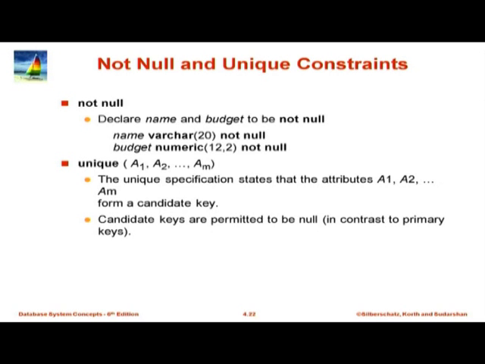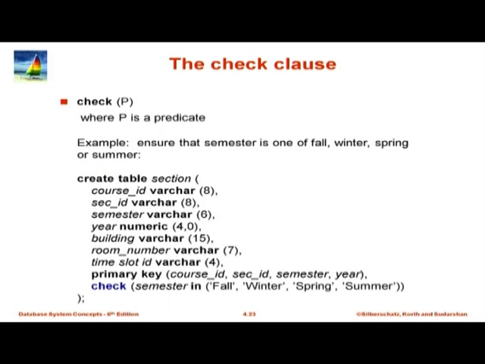So there are several situations where you want to use unique without declaring it as a primary key. And the check constraint, this is a very big slide, ignore everything down here, it's a definition of the table section. Ignore everything and come right to the bottom, which says check semester in fall, winter, spring, summer. What is this check clause doing? Whenever you insert or update the section table, it will check that the value for semester is one of these four strings, fall, winter, spring or summer.